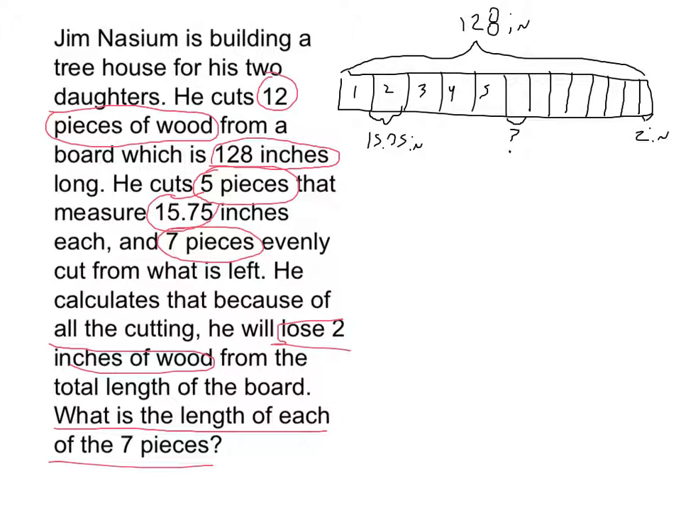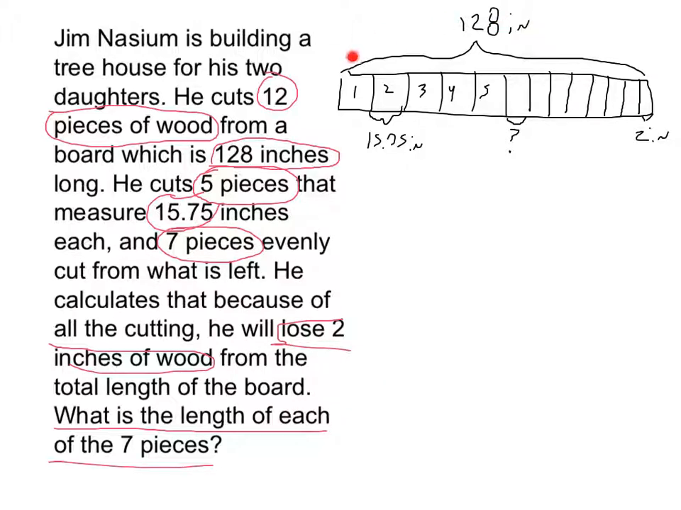Alright, so I've gone ahead and circled and underlined everything that was important in the problem. There's a lot of it, so it's kind of confusing. So we're probably going to read through this problem multiple times to make sure. But in the end, we need to make sure that we answer this question: what is the length of each of the 7 pieces? So everything we're going to do in this problem is going to be to try and solve how long each of those 7 pieces are.